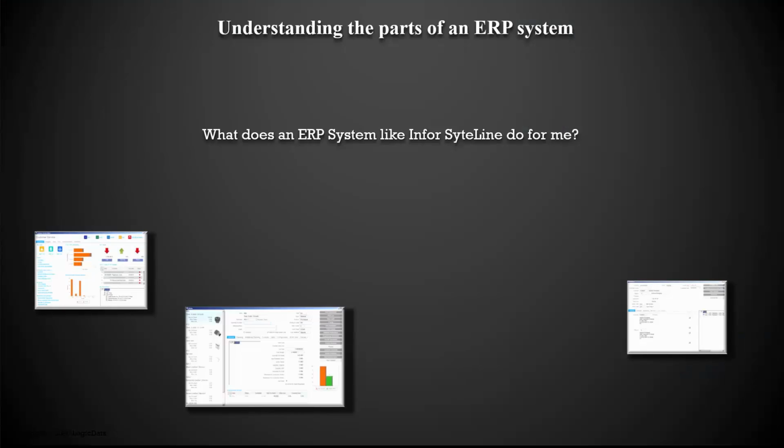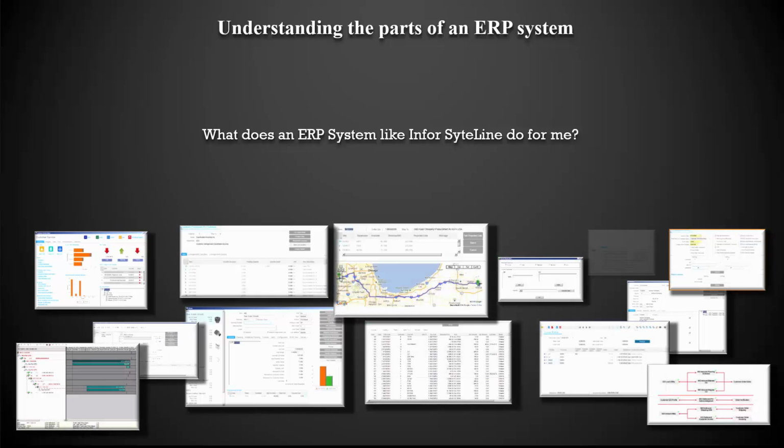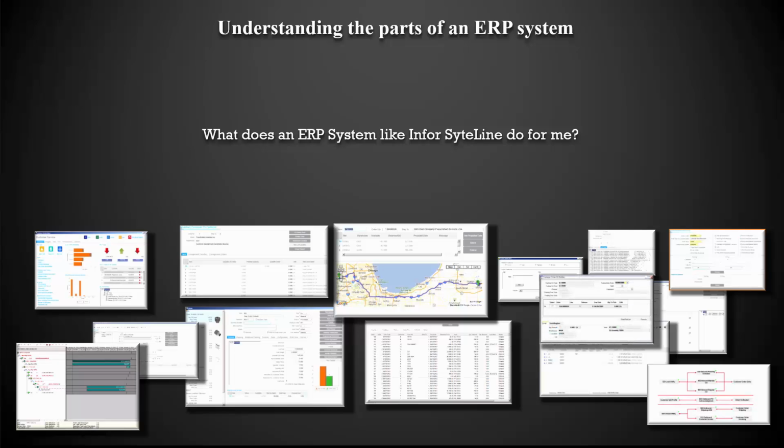If you've ever seen an ERP presentation, you'll note that there are many dozens if not hundreds of different screens that make up the component pieces of the ERP system. How do these tie together and what does that mean for your organization?